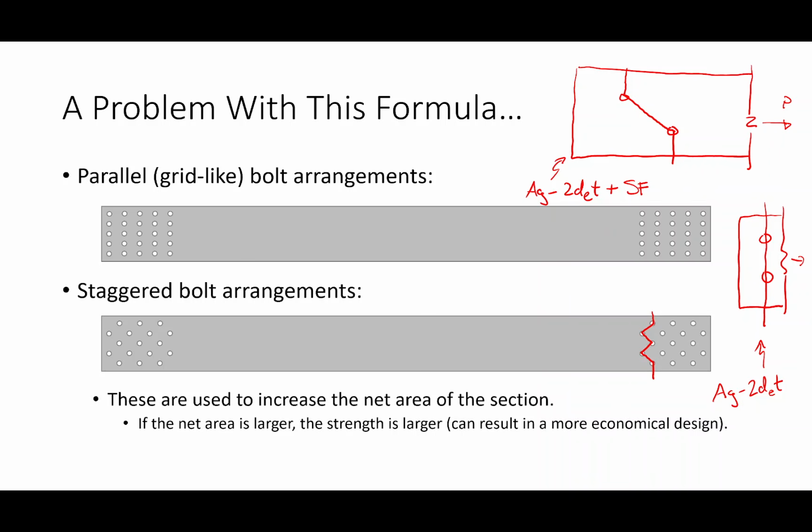In fact, that's the whole point of staggering bolt arrangements in general: the reason we arrange the bolts in this staggered fashion is to increase the net area. If we increase the net area, we increase the strength. If we increase the strength, maybe we can use a smaller member to withstand the same amount of load, which will save us money. That's the point of doing this in the first place.